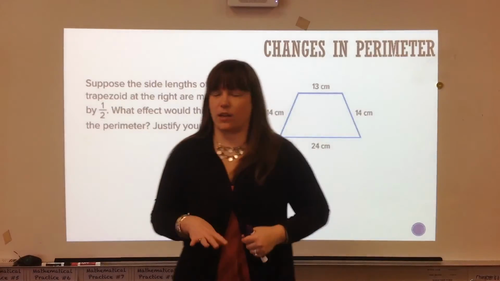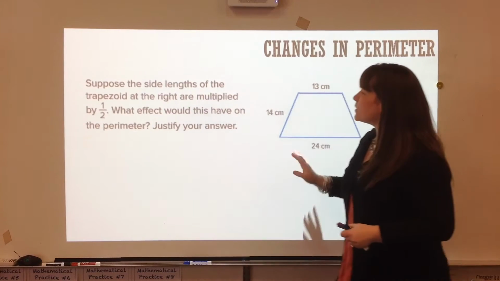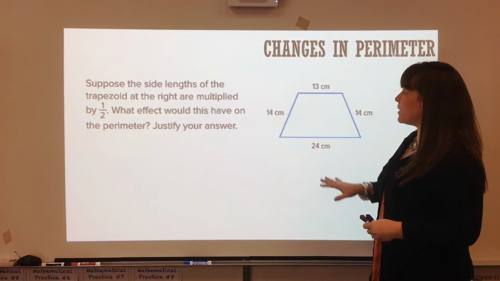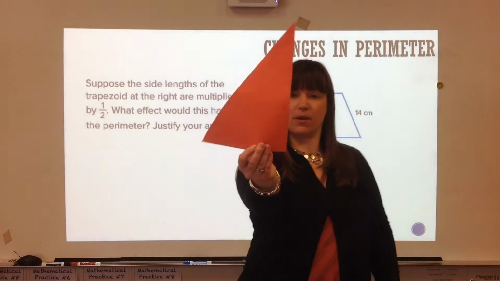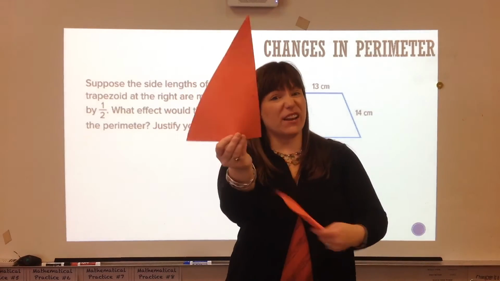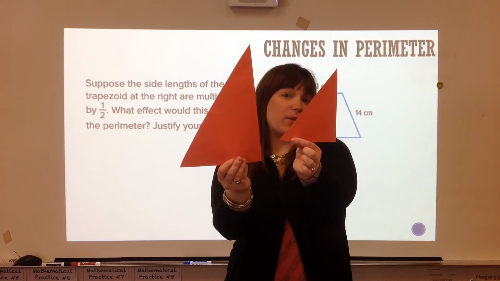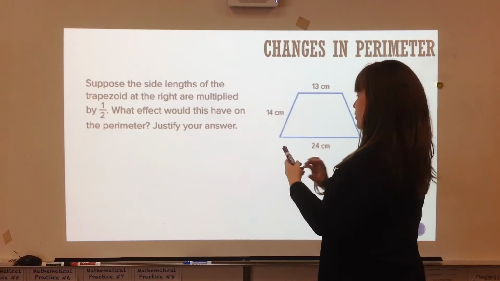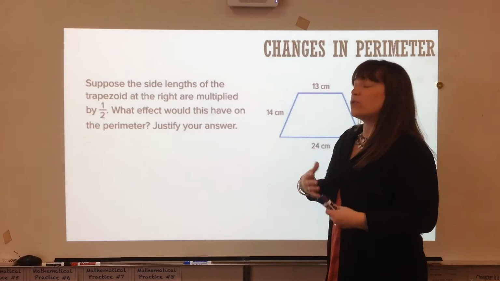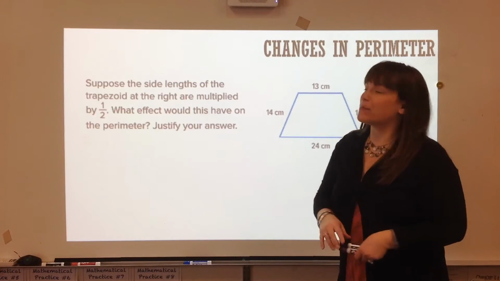Let's do the second one together. Suppose the side lengths of the trapezoid at the right are multiplied by half. Now it's like taking a bigger shape, cutting everything in half, and winding up with a smaller one. So that's what's going on. We're going to be getting a smaller trapezoid now. What effect would this change have on the perimeter?